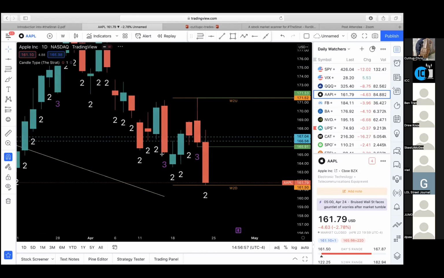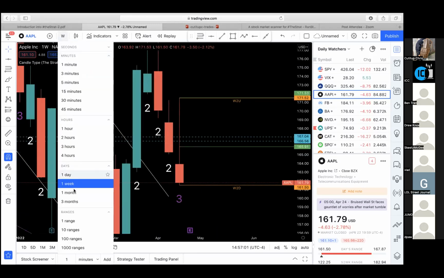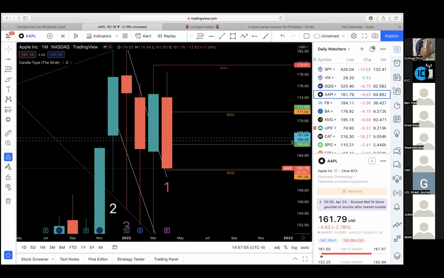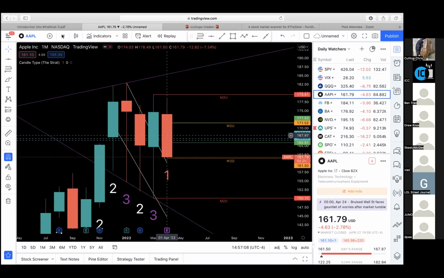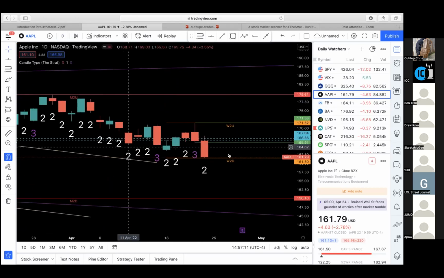And then if you look at the week, we were already a red week, and then the month is a red month, but it's an inside month. But this is also a red month. So time frame continuity was in our favor for puts on this trade as well.